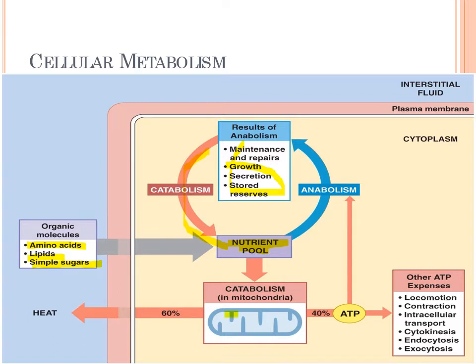Catabolic reactions generally occur in the mitochondria, and the breakdown of organic molecules results in the formation of ATP and the release of heat. So we're going to talk a lot today about how ATP is created. We need a lot of ATP in our body for locomotion, contraction, endocytosis, exocytosis, everything that happens in our body, not everything, but most of the big important stuff that happens in our body is powered by ATP. So the breakdown of nutrients within the mitochondria generates our ATP for us.